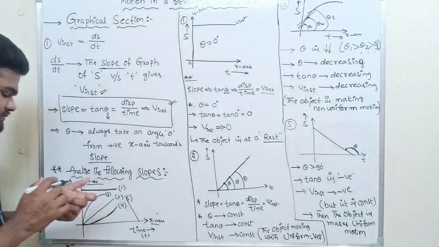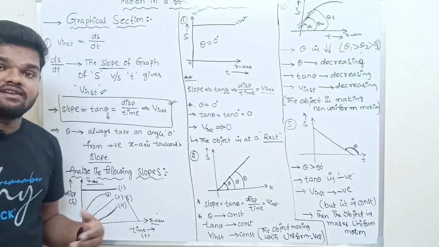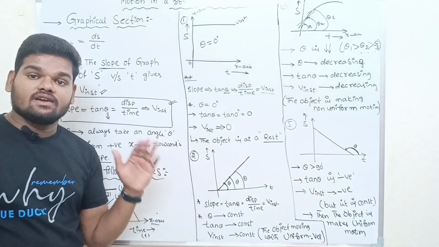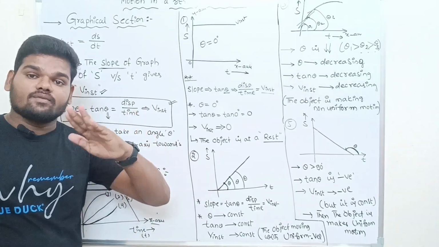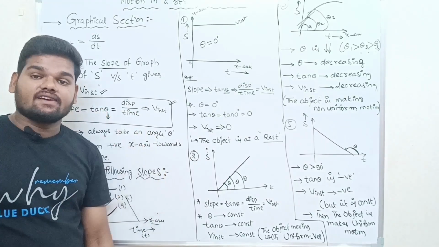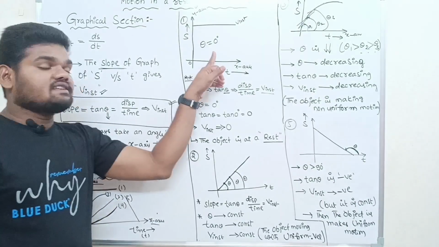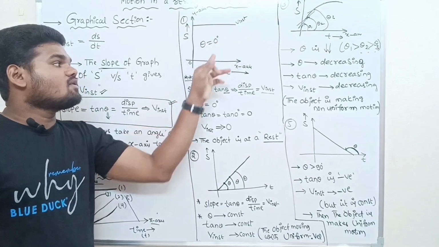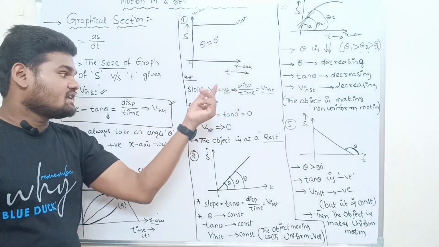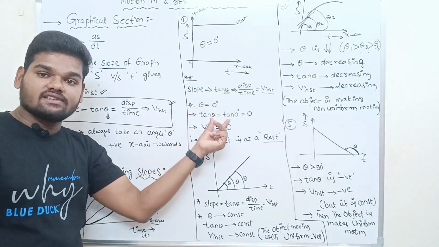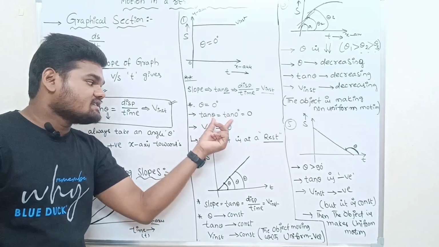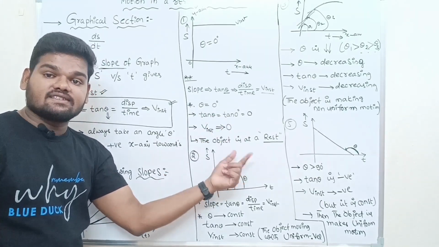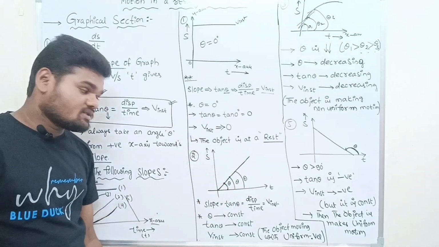Any doubts? I hope that you understood how to analyze the slope. So first, take the given slope and measure the angle theta from the positive x-axis. In this graph, theta is equal to how much? 0 degrees, because the given slope is parallel to the positive x-axis. Theta is equal to 0, then tan theta is equal to 0. If tan theta is equal to 0, instantaneous velocity is 0. If instantaneous velocity is 0, that means the object is at rest.